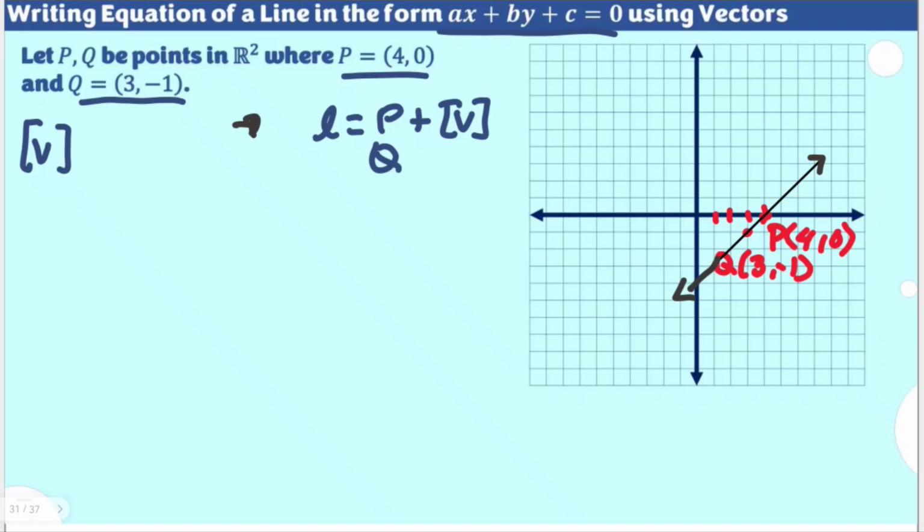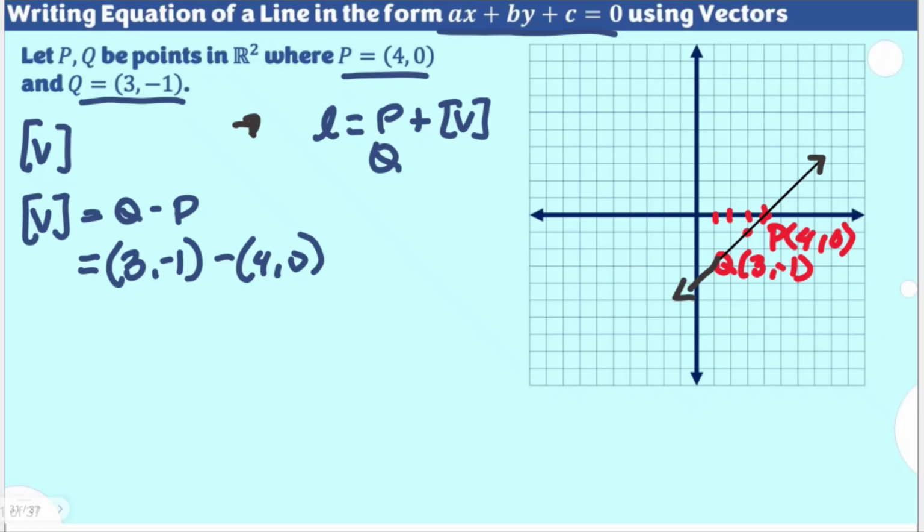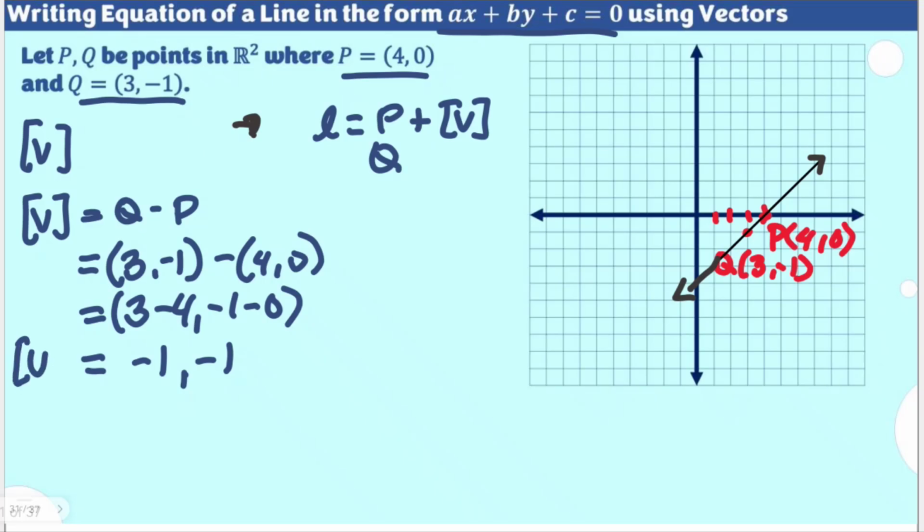Since the vector is not given, we can determine the vector by the process we have presented in the discussions in this series. So you have Q minus P, you have (3, -1) minus your P, which is (4, 0). So you have here 3 minus 4, negative 1 minus 0. So you'll have here negative 1 and negative 1. And since this is a direction vector, to differentiate that from any point, let's use brackets.